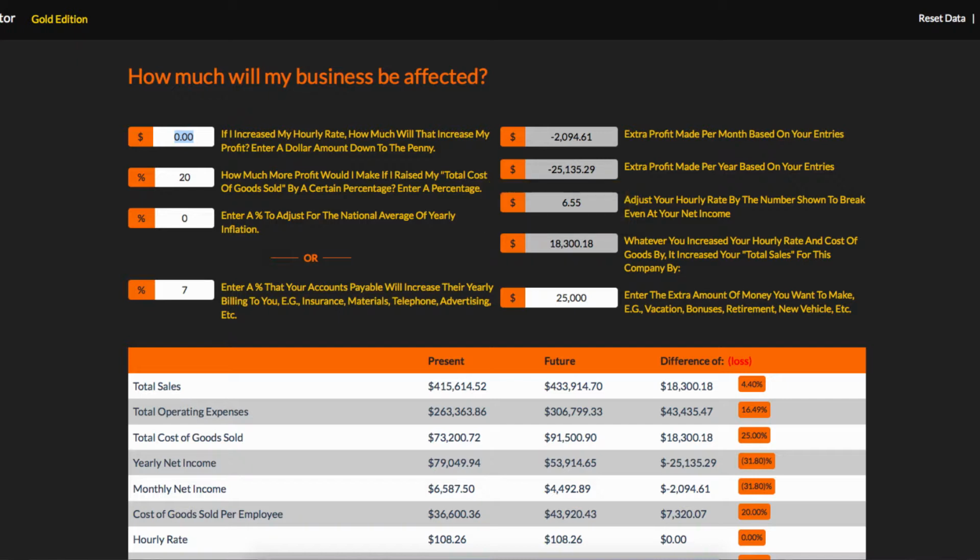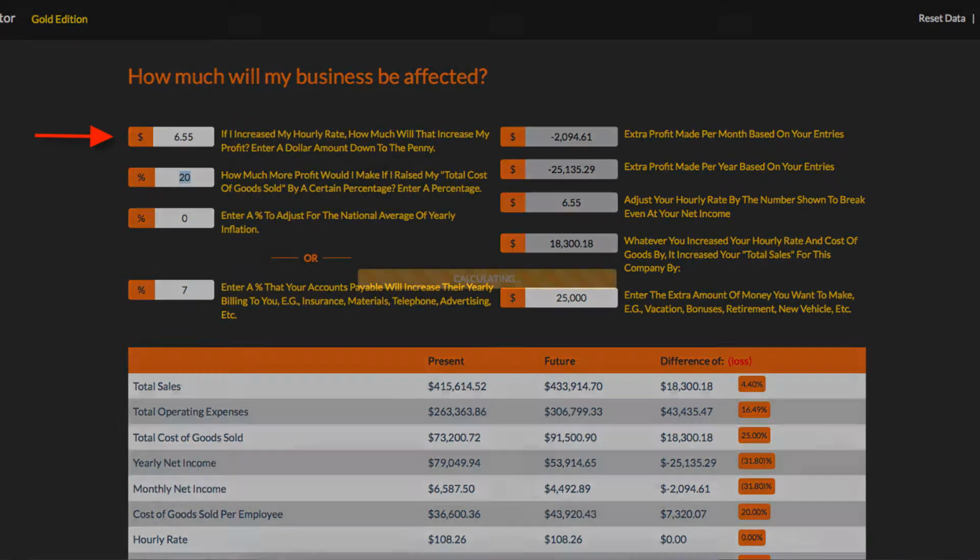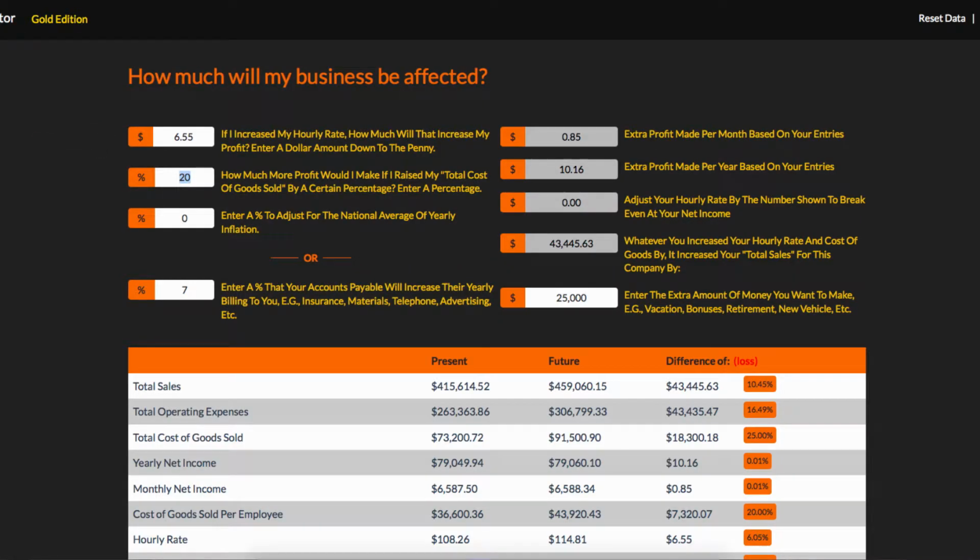We'll go ahead and put this in this box and see what happens. The $25,000 truck will be paid off in 1 year just by increasing your hourly rate by $6.55 and keeping your total cost of goods sold percentage at 20%. So maybe raising your rate $6.55 is a little steep. Let's adjust the numbers to make this truck purchase work for your company. Let's adjust the payoff for this truck to 5 years and see what numbers we can come up with that may not be so aggressive. Let's adjust $25,000 to a 5-year loan to $5,000.